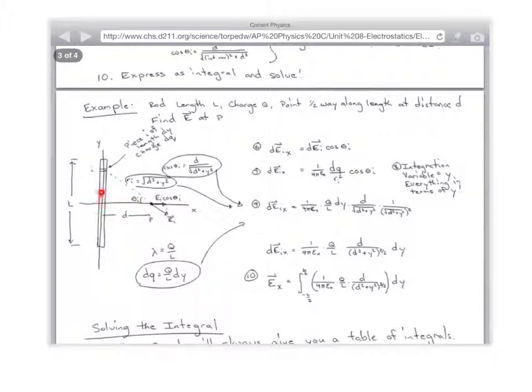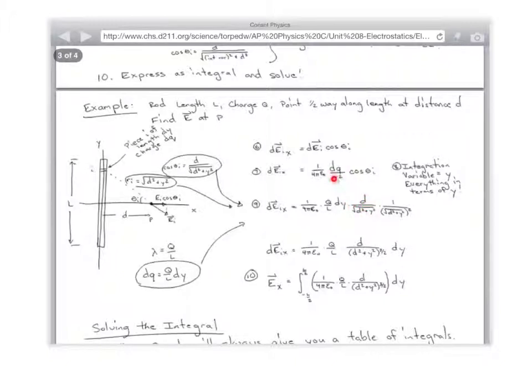Cosine theta, here's a triangle. Here's theta. What's cosine? Cosine is d over r, right? So it'd be d over r, or d over square root of d squared plus y squared. So that's your cosine theta right there.